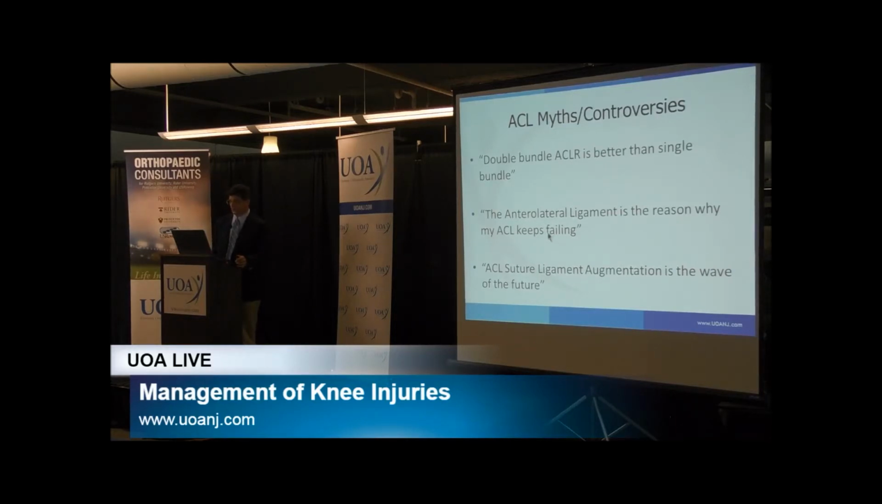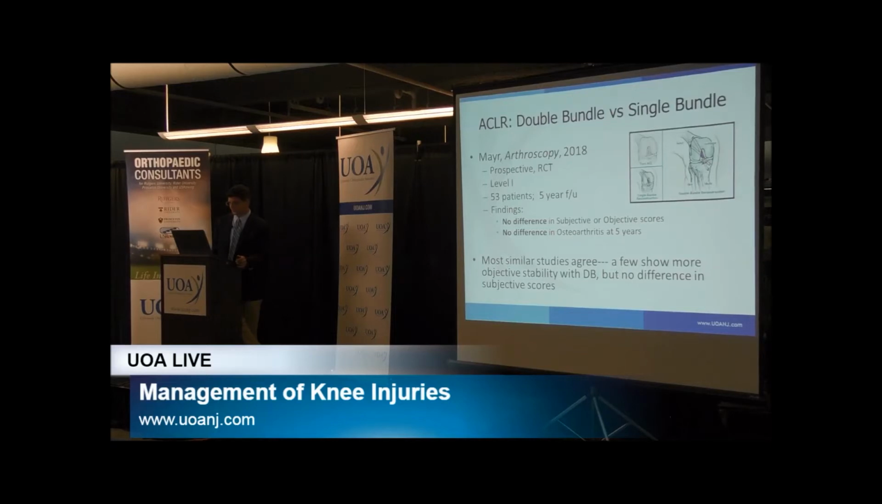What are the myths and controversies as far as ACL goes? Well, double bundle, as I mentioned, is that better than single bundle ACL reconstruction? How about the anterolateral ligament? I mentioned that earlier. Is our knowledge or lack of knowledge of this the reason why certain ACLs fail? And what about ACL suture ligament augmentation? Can we repair the ACL? Can we put a scaffold in there to allow it to repair itself?